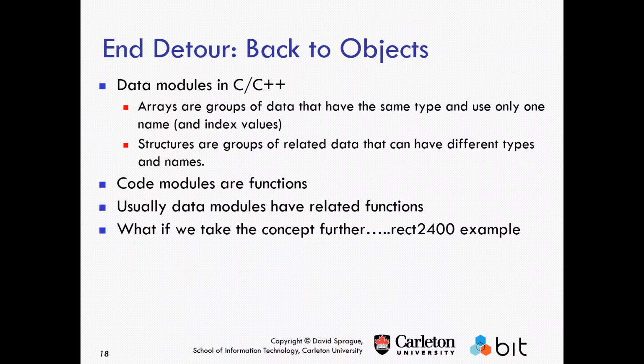So I wanted to look at the Rect2400 example. Now we're going to actually live code some of this. Let's imagine, for example, that I have some kind of rectangle structure. A rectangle structure would normally have something like this. We'd have maybe an x and a y position, an x, y coordinate, and then we have some kind of width, and we have some kind of height.